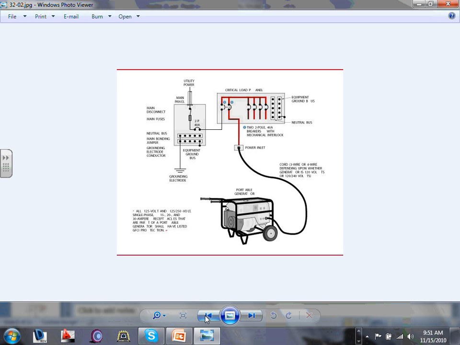You said we wanted a non-separately derived system, so it could share the neutral and the ground? Yes. Okay, guys, this is the most common application for residential.